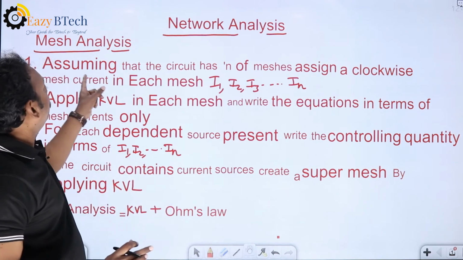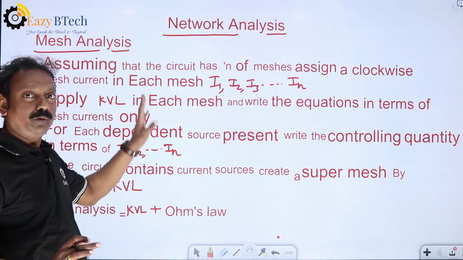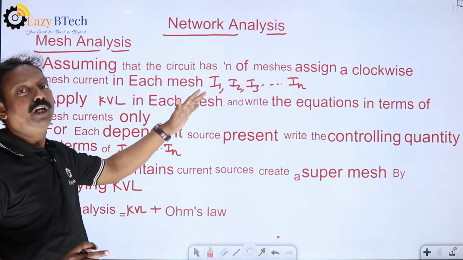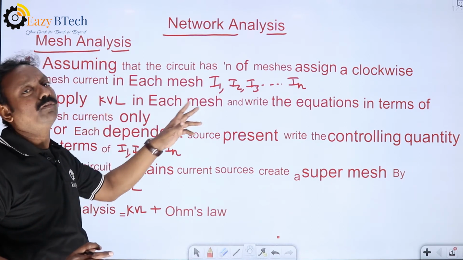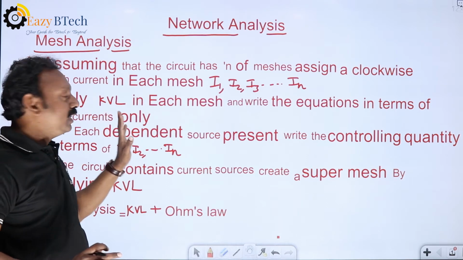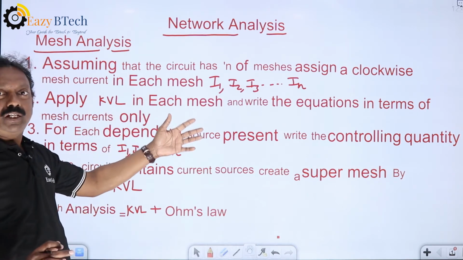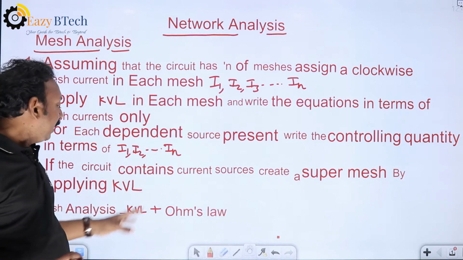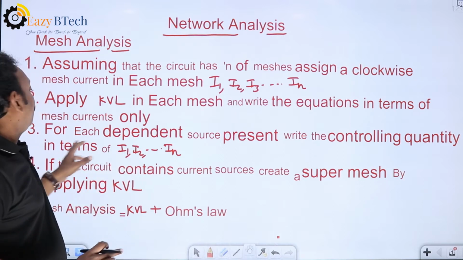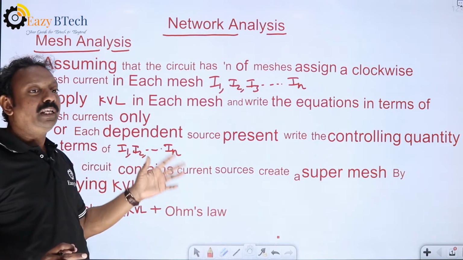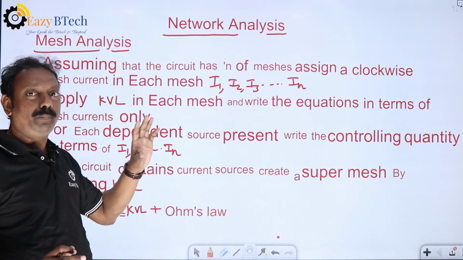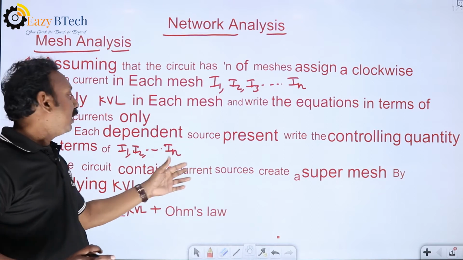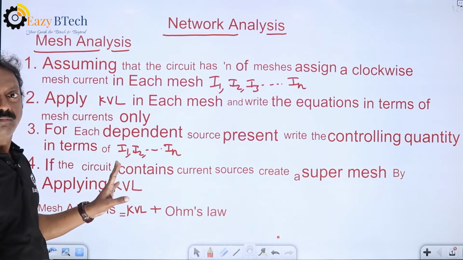So first step, assume the circuit has n number of loops, suppose 3 loops. Take the clockwise direction, assume the currents I1, I2, I3. It is always better to use clockwise direction only. Next, apply KVL in each mesh and write the equations in terms of the loop currents only. KVL plus Ohm's law. For any dependent sources, the variables are only I1, I2, I3, so convert the current controlling variable or voltage controlling variable in terms of loop currents only.